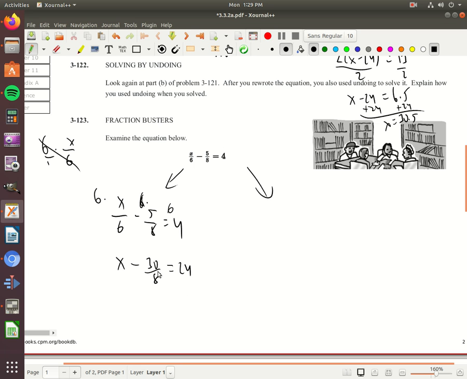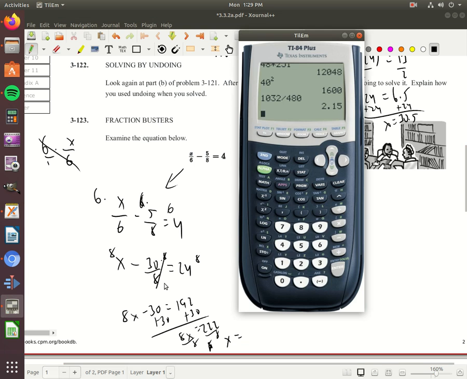The problem is I still have an 8 here, so I can multiply this by 8 to cancel those out, but again, I need to multiply this by 8 and this by 8. I'll get 8x minus 30 equals, what, 32 plus 160, so 192. I'll add 30 to both sides. I will get 8x equals 222. Divide by 8. And I will get x equals whatever 222 divided by 8 is.